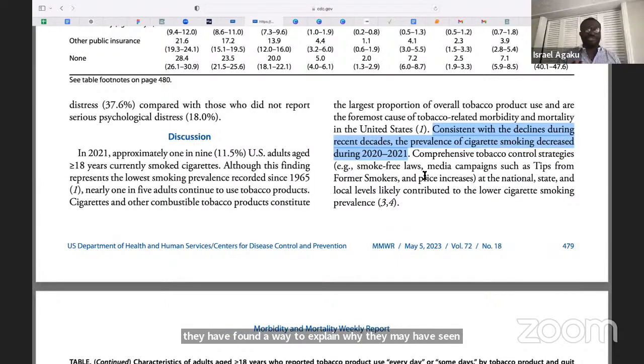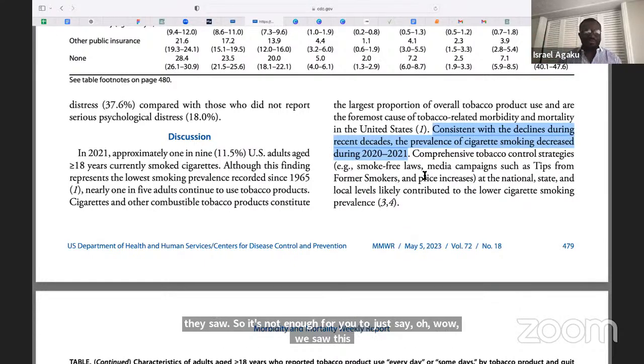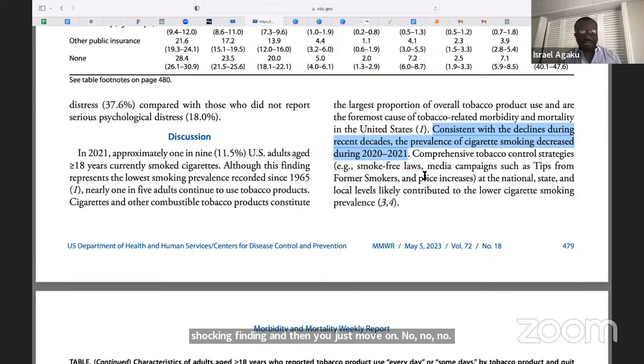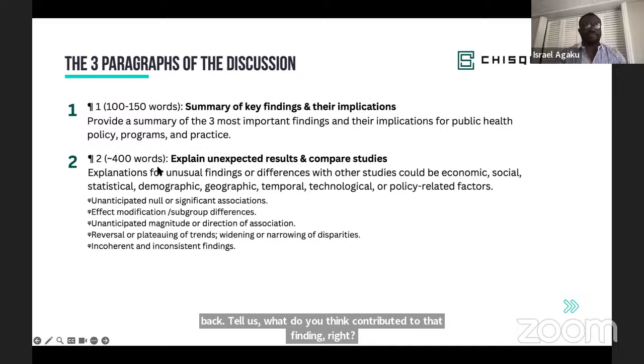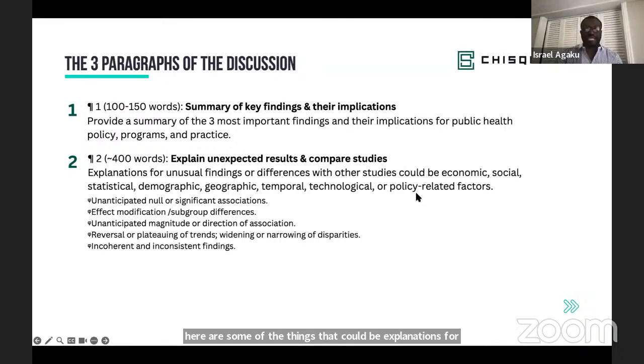So it's not enough for you to just say, oh, wow, we saw this shocking finding, and then you just move on. No, no, no. Come back. Tell us, what do you think contributed to that finding, right? And here are some of the things that could be explanations for unusual findings. It could be economic, it could be social, it could be statistical, it could be demographic, it could be geographic, temporal, technological, it could be policy, whatever it is.